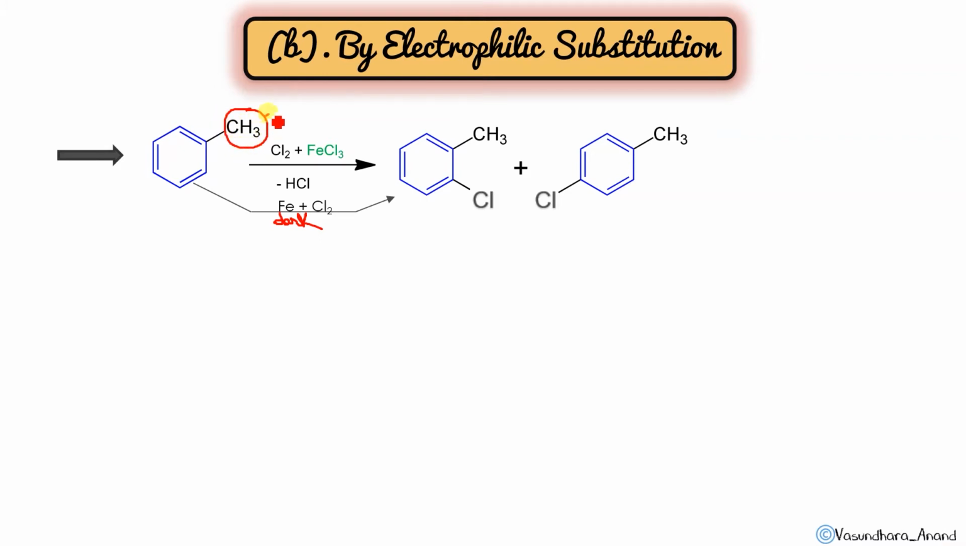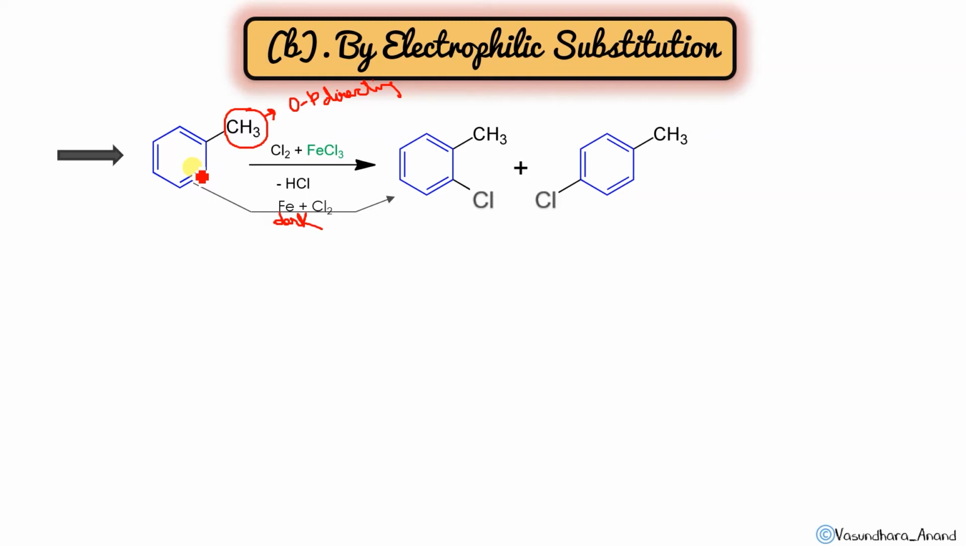And this CH3 is what? It is an ortho para directing group. We have done this in class 11. Yes, ortho para directing. So in this case, this chlorine will attach only at the ortho and the para, not at the meta position. It will not react at the other position. It will go only at the ortho and para.